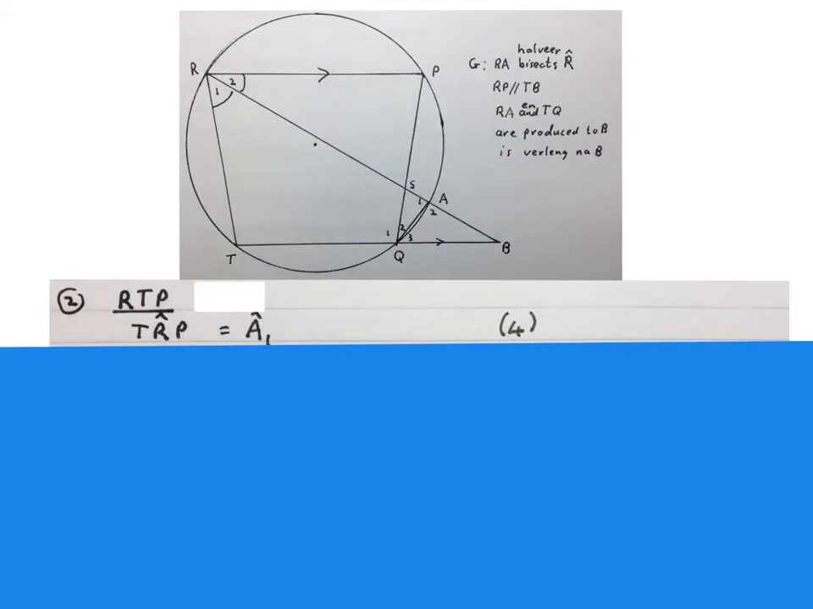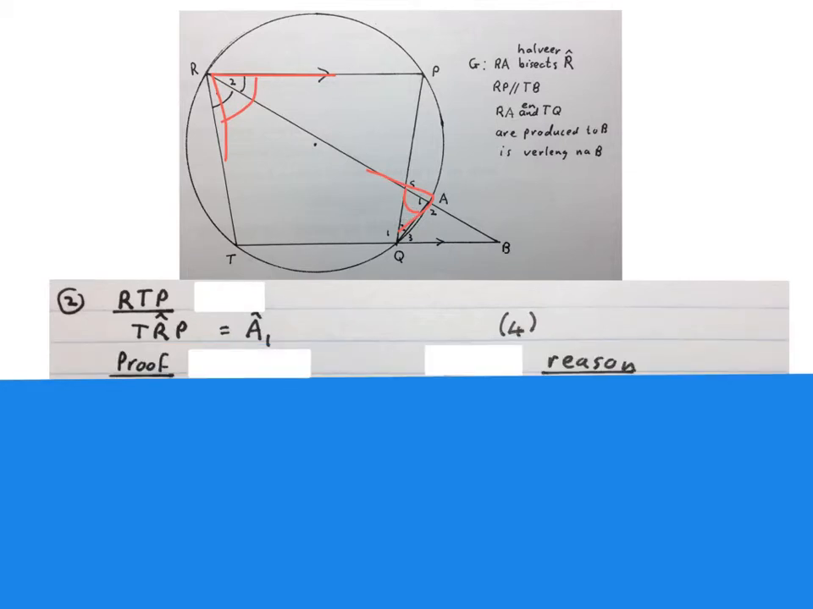Next, they ask us, in the second part, to prove angle TRP is equal to angle A1. They want us to prove that that angle there is equal to that angle over there at A1. Worth 4 marks. Remember, when you prove this rider, you have to put a statement here and a reason at the back.